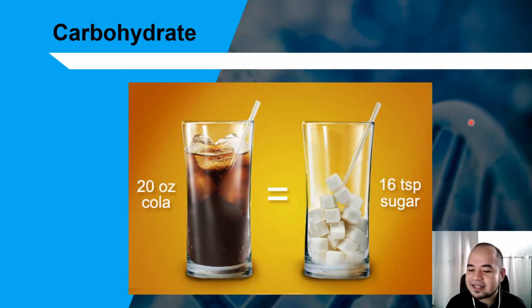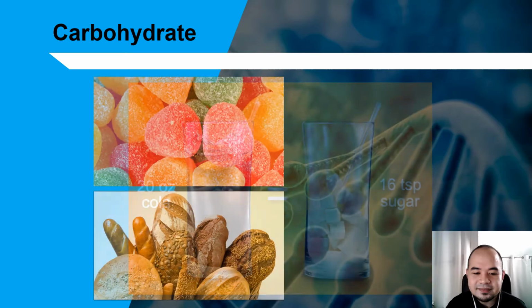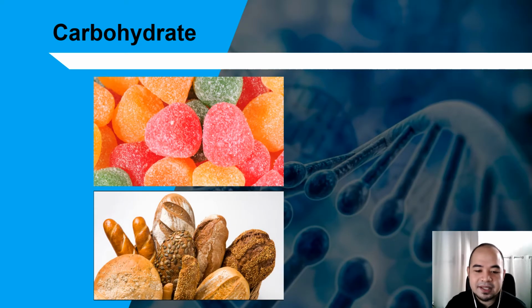Right away. Let's start with the first type of biomolecule, which is carbohydrate. Let me just share this to you. Look at this. We have 20 ounces of cola here, but look at the amount of sugar. Dami, di ba? Okay, so carbohydrate, of course, popular yan sa sugar. Ina-avoid siya kapag gusto mong mag-diet. Okay, and we can discuss that.